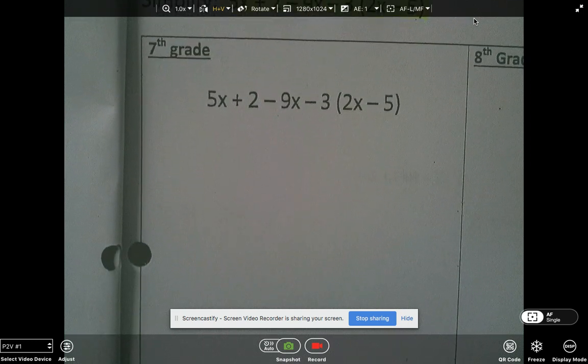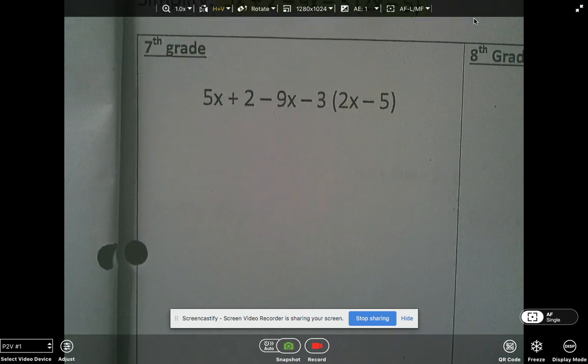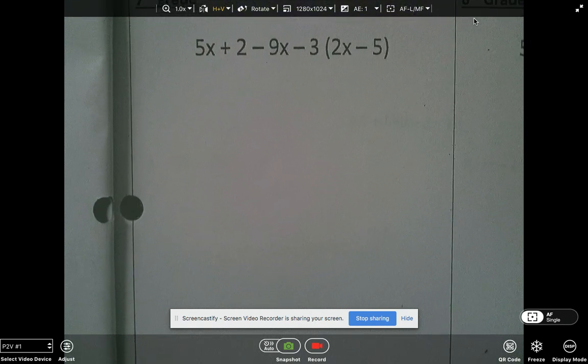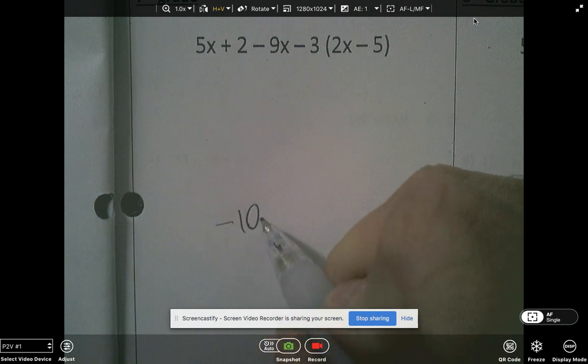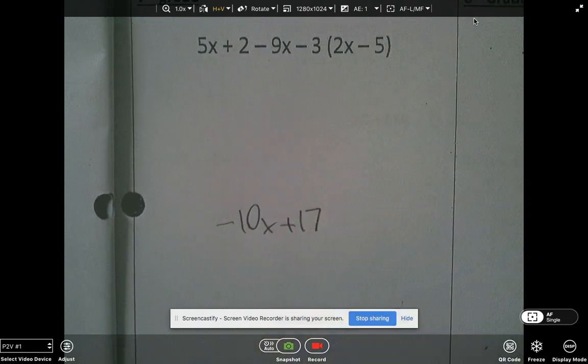So basically, I'm going to pause the video here. If you could take a moment to try to simplify this the best you could using your knowledge from 7th grade. All right, anybody want to raise your hand and tell me what did you get for this in simplest form? Negative 10x plus 17, possibly?